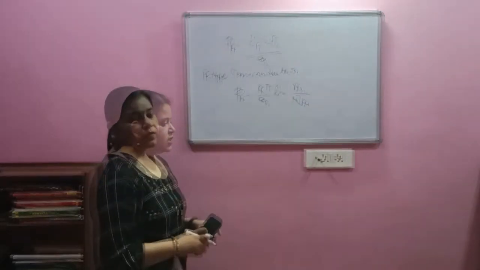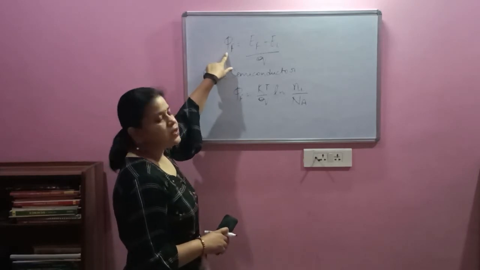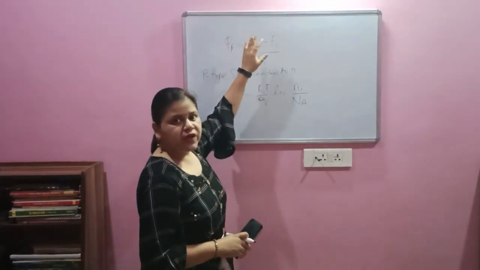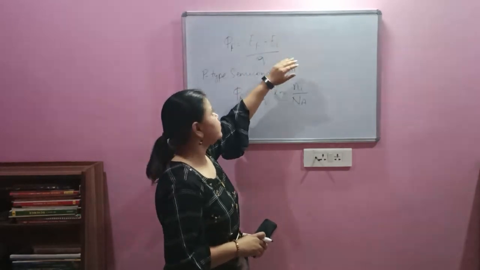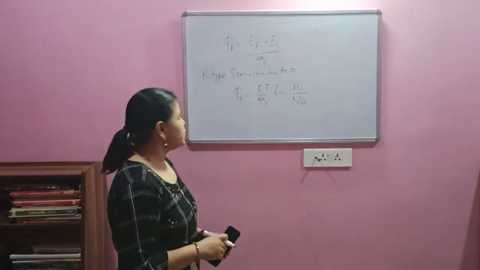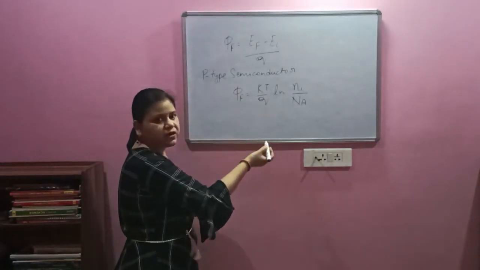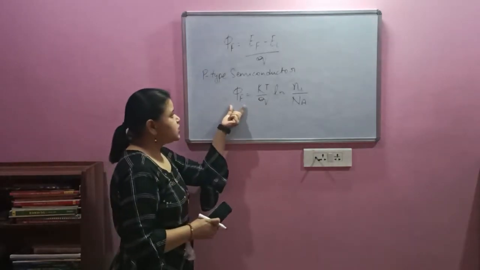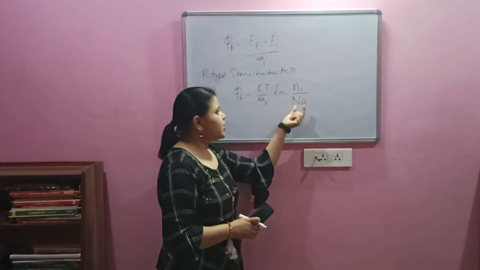Basically the Fermi potential is defined as the difference of the energies present at the Fermi level and the intrinsic Fermi level divided by the electronic charge, which is denoted by a small q. Now for the case of a p-type semiconductor, this Fermi potential will be given as kT by q natural log of Ni upon Na.